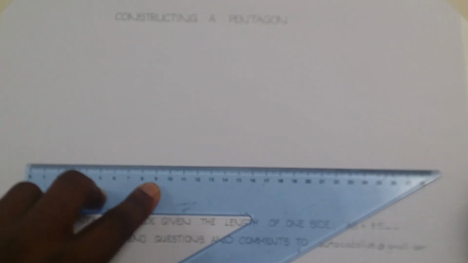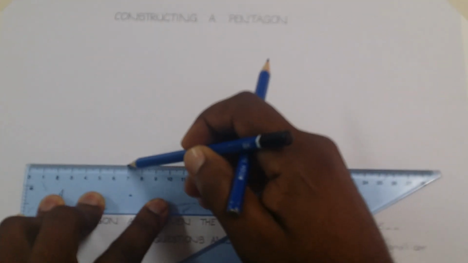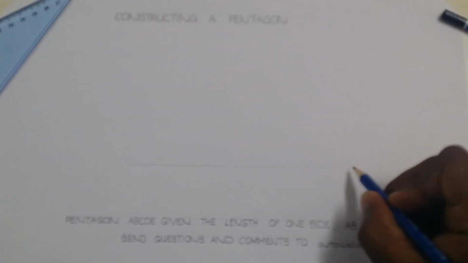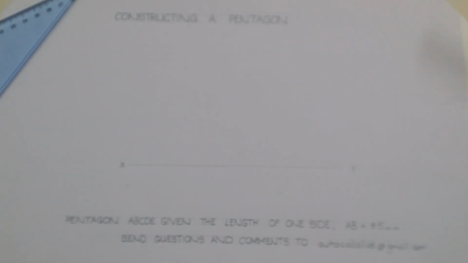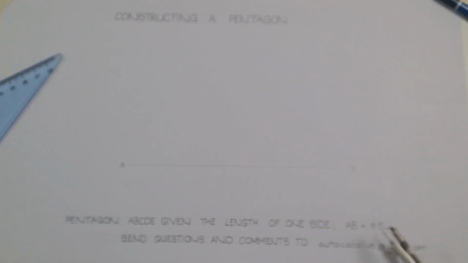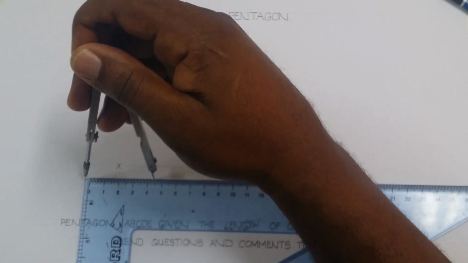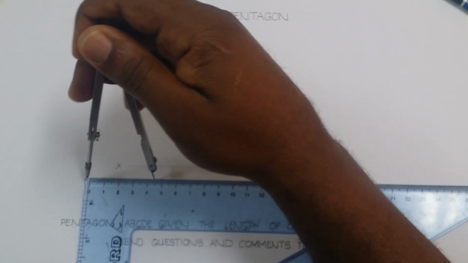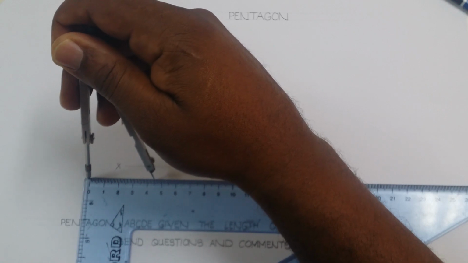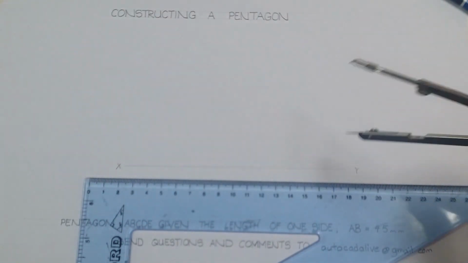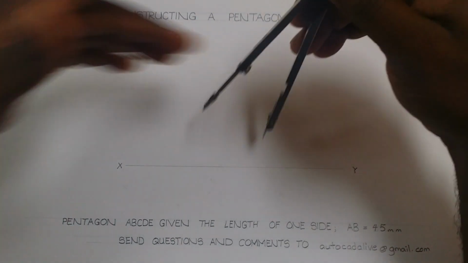We begin with a construction line, and we are going to label this construction line X, Y. We continue from there by identifying the length of one side, which is labeled AB. According to the information, that side is 45 millimeters long. We proceed with our ruler or our set square in my case and open by placing your compass point on the 45 millimeter mark and your pencil point on the 0 millimeter mark. 45 millimeters is the same as 4.5 centimeters.